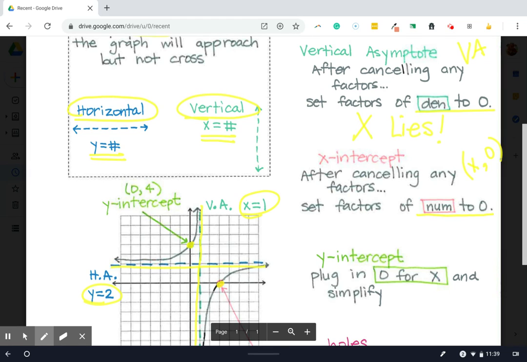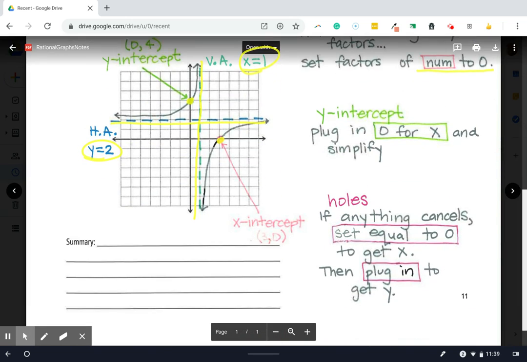So far we've dealt with the degrees, we've dealt with the denominator, we've dealt with the numerator. We're doing okay. The y-intercept and holes require us to do some substituting. The y-intercept says plug in 0 for x anywhere in the equation where we see x. Then we will get an ordered pair with 0 and some number y.